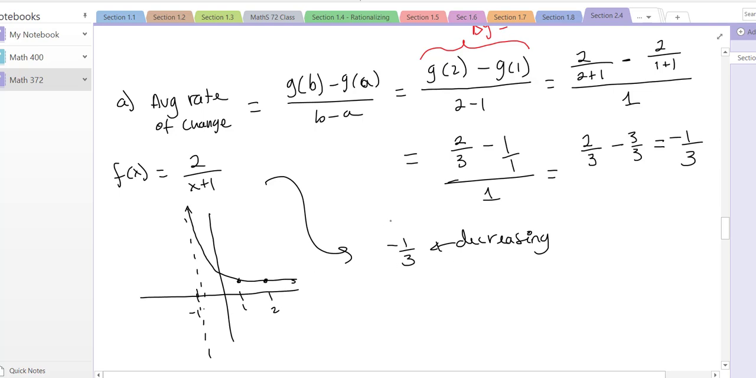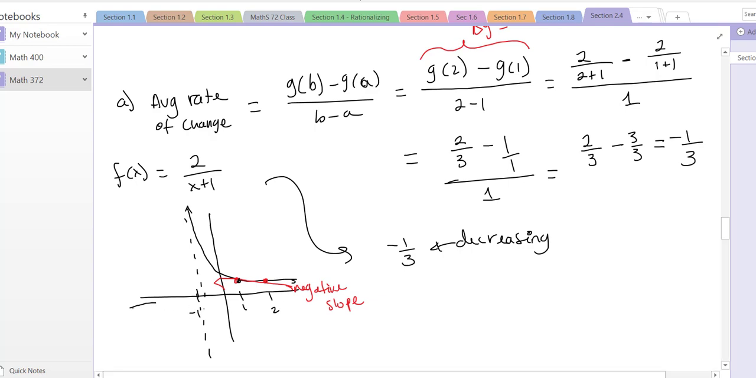Remember, this is essentially the slope of a line that would connect these 2 points. And the slope of that line, notice that it is negative. And so that makes sense. In this particular case, this function is always decreasing. Because it's always decreasing, any slope here is going to be negative.